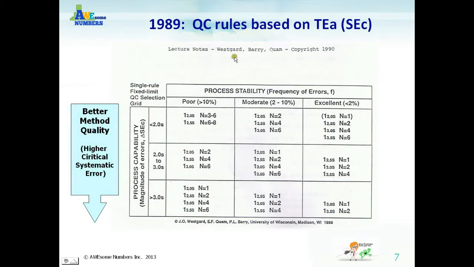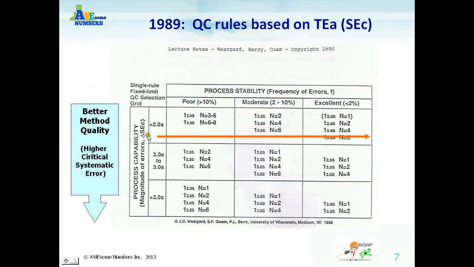25 years ago using Westgard's QC selection grid. The rows of the grid correspond to your method quality. The higher the critical systematic error, the better off the method is. Critical systematic error is the number of SDs the mean can shift before more than 5% of results exceed your error limit. That's where this 5% came into play as the acceptable number of errors.